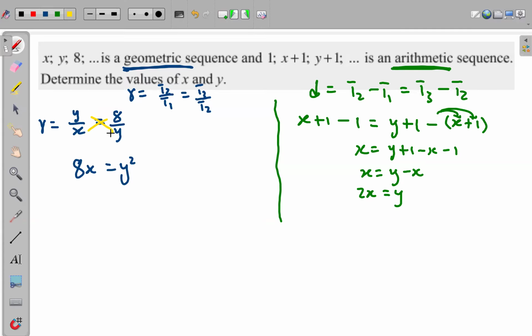So please take note, oh guys, I beg you, right? Please take note that this is not 2y. Sometimes I have students doing this cross multiply and they write 2y instead of y squared. So that's very dangerous. Be aware of this.